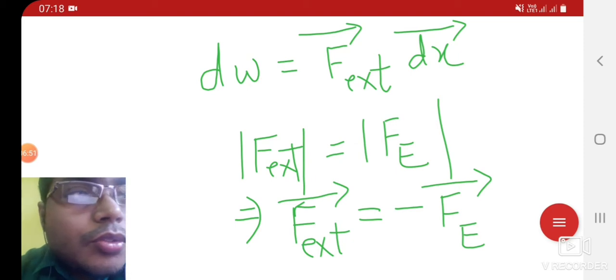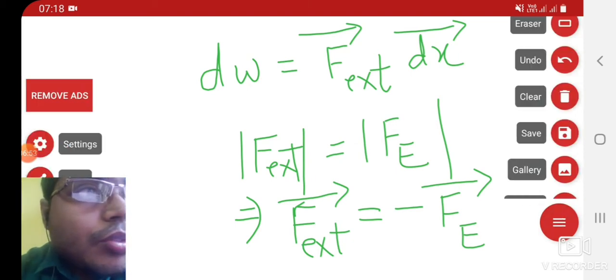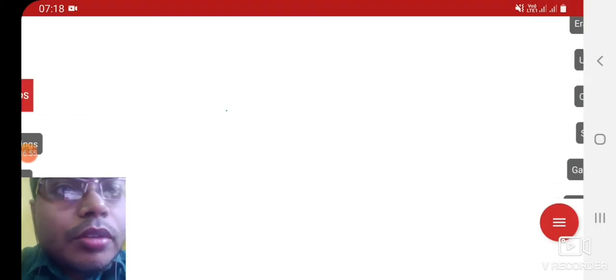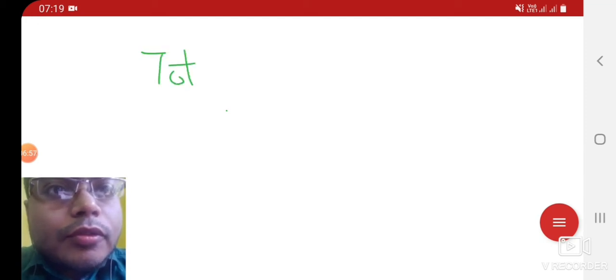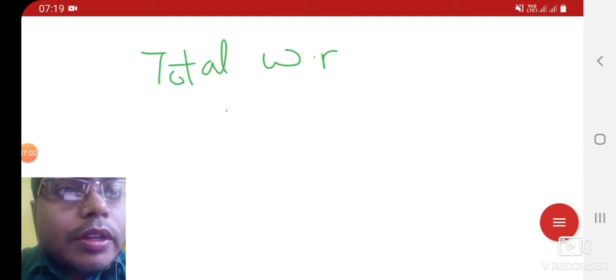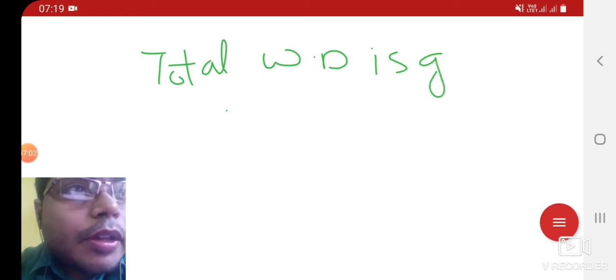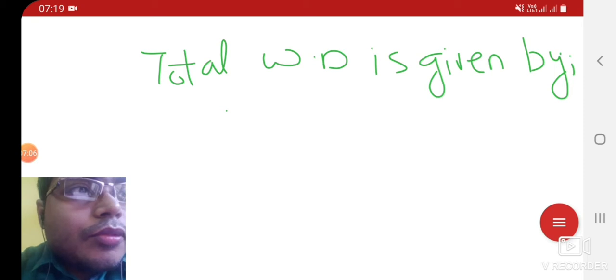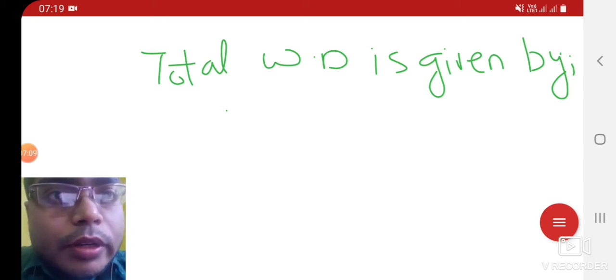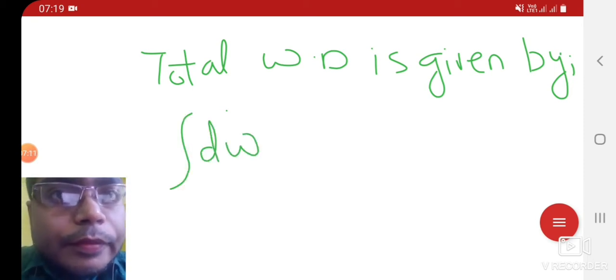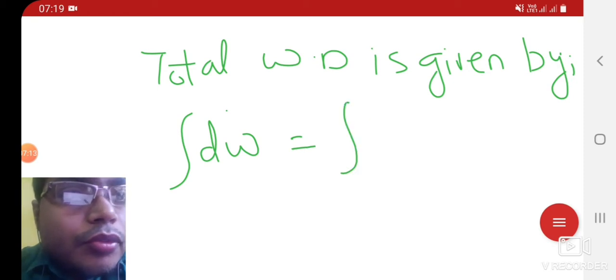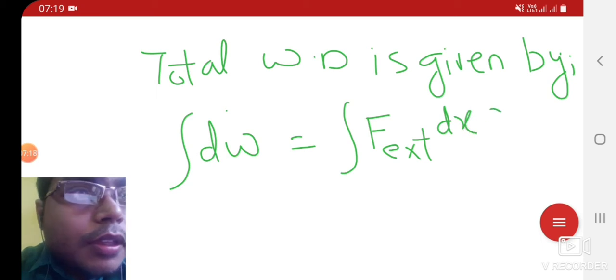Now if we want to find out the total work done, how do we find it? Total work done is given simply by integration, right? So what we have to do now? Integration. So here F external dx, and this will be cos 0 because both the directions are same.